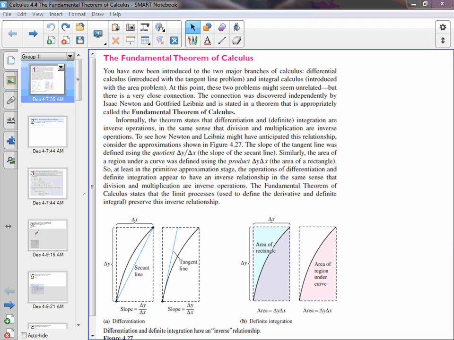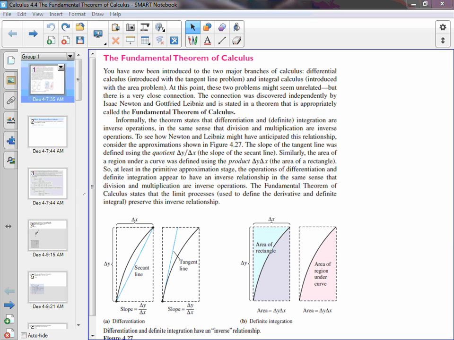It says you've now been introduced to the two major branches of calculus: differential calculus, derivatives, and integral calculus. And remember, we use the word indefinite integral and the word antiderivative to mean the same thing. So when you see antiderivative compared to derivative, you're kind of figuring they're related, right? I mean, we kind of did our rules backwards to get antiderivatives.